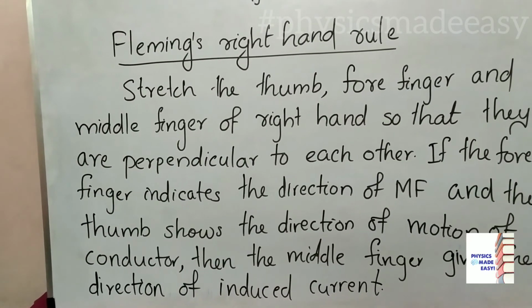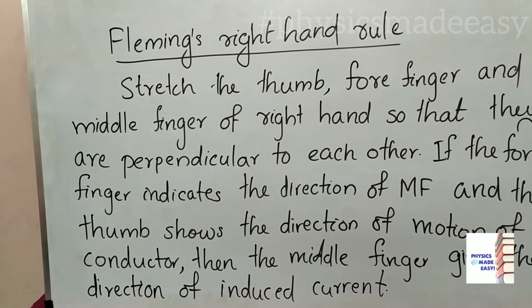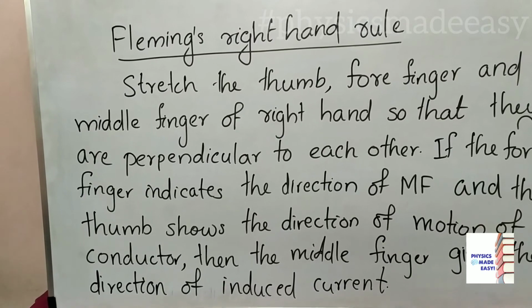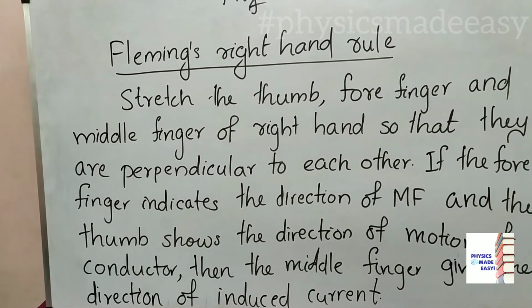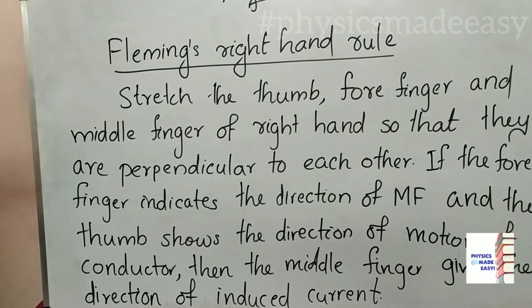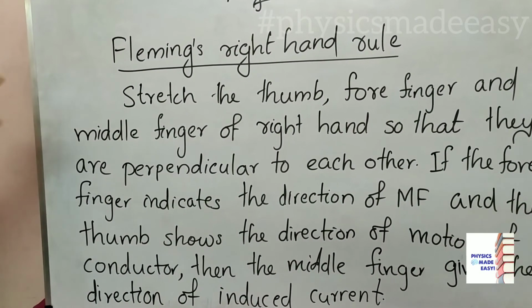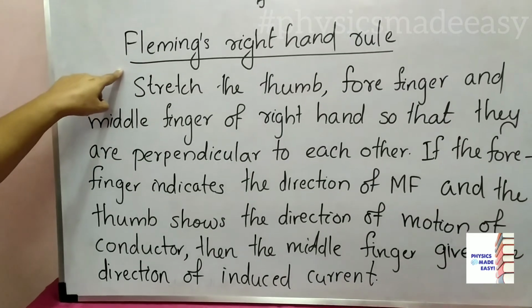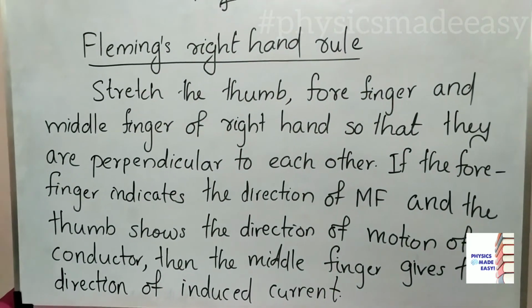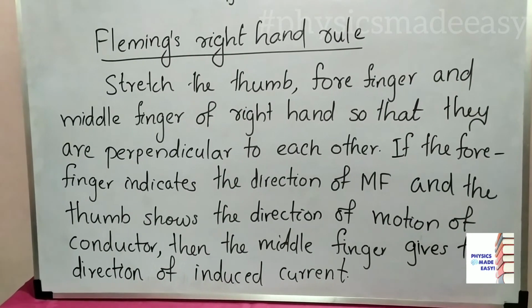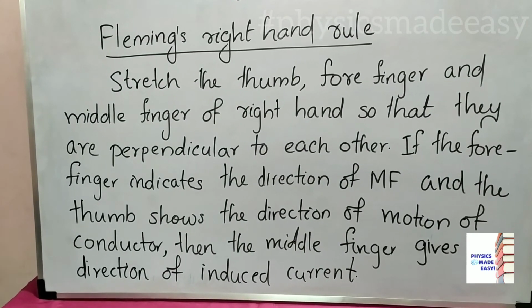Today I told you the working principle of the electric generator is electromagnetic induction. Now this rule gives us the direction of induced current. So we can call this rule the generator rule. What is this rule? Fleming's right hand rule. According to this rule, we can get the direction of induced current in a circuit.